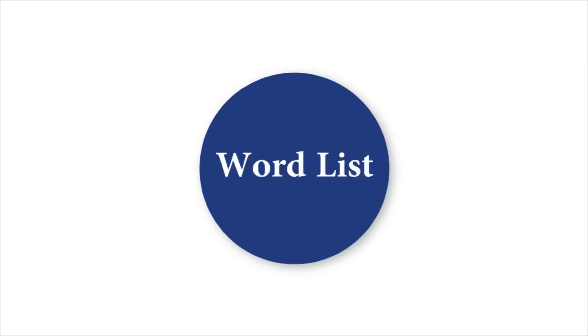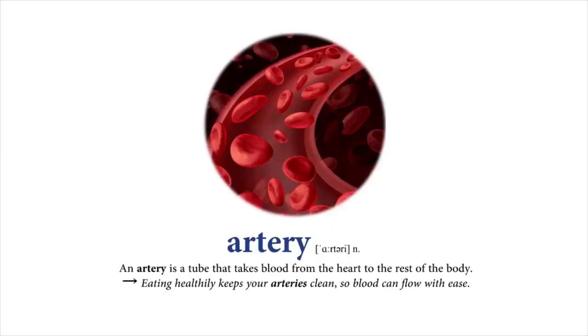Unit 9. Word list. Artery. An artery is a tube that takes blood from the heart to the rest of the body. Eating healthily keeps your arteries clean so blood can flow with ease.